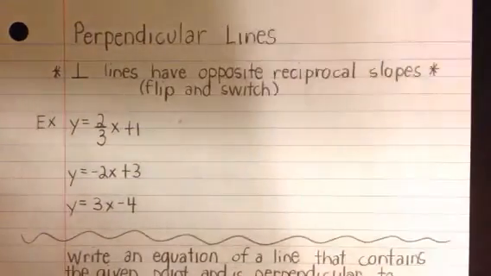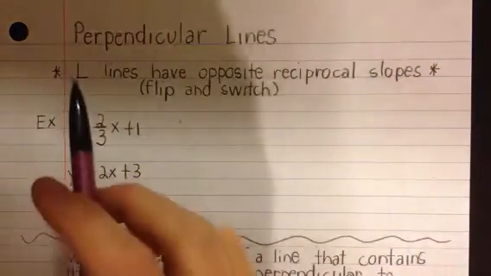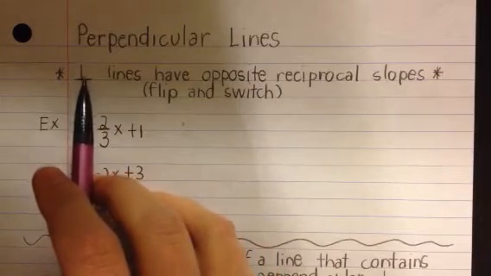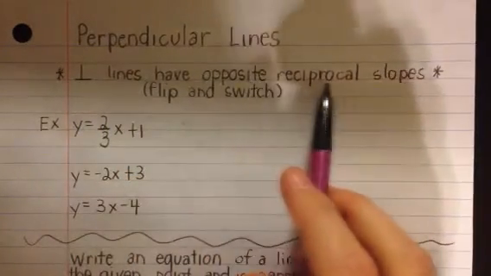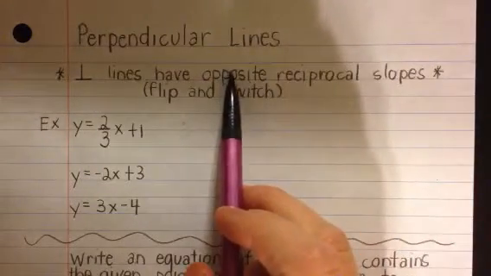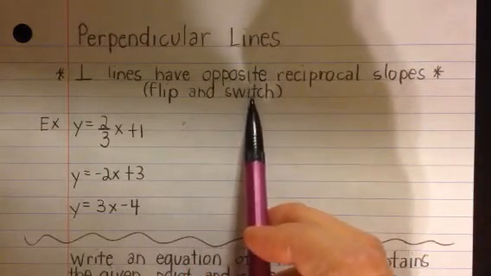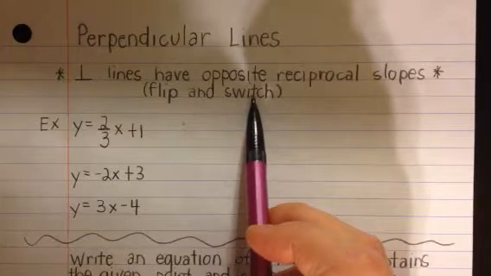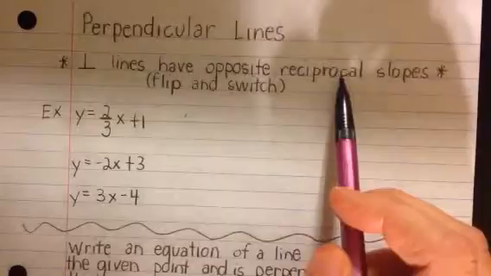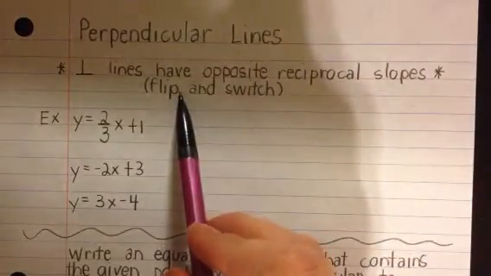Today we're going to look at perpendicular lines. Perpendicular lines, that means they're at 90-degree angles, have opposite reciprocal slopes. What that means, the opposite means you're going to switch the sign. So if it's positive, it becomes negative. If it's negative, it becomes positive. And reciprocal means you're going to flip the fraction.